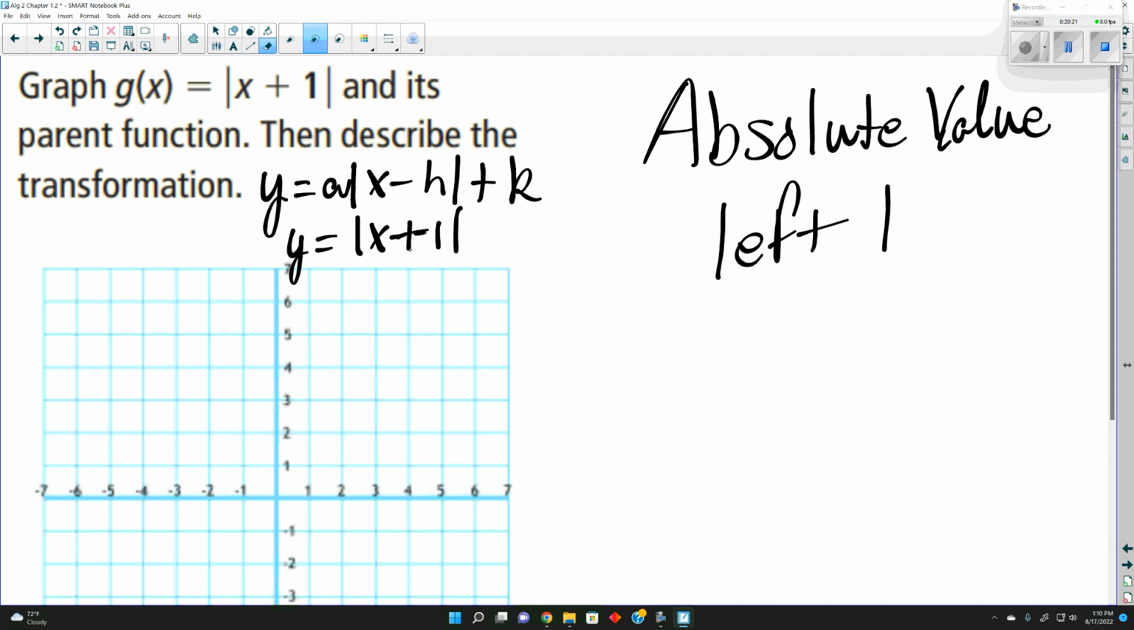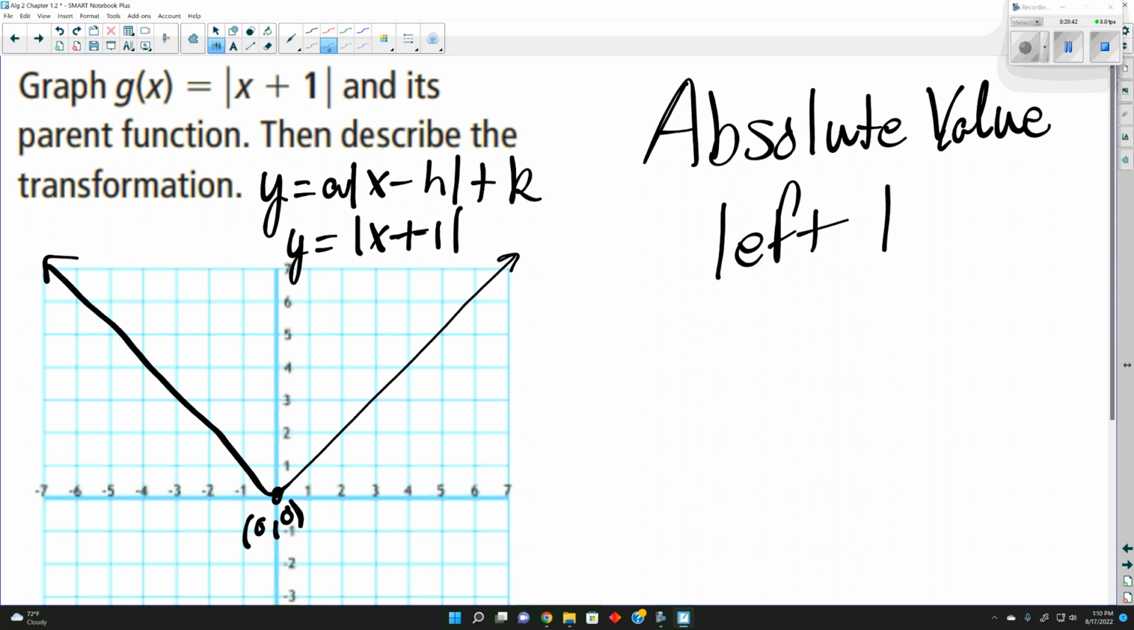Because for this here, a normal absolute value equation is this. And at this point here, we're at the point 0, 0 for the parent function. Yes? Now, if I plug in 1, so you don't have to write this down, this is just kind of further explanation for why this works.